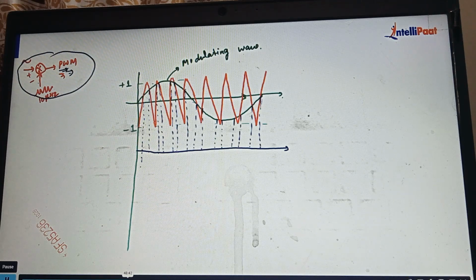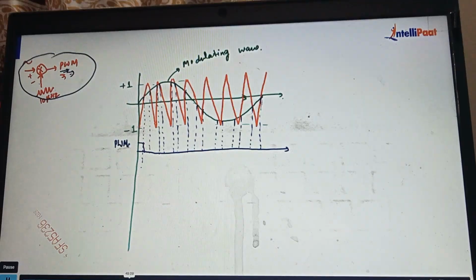So what I told you is this switch will be on when the modulating wave is higher than the triangular wave. Here, the modulating wave till this point is negative, and after this it has become positive, and the triangular wave is smaller, or lower, than the modulating one. So the switch will be on for this. So this is PWM A.